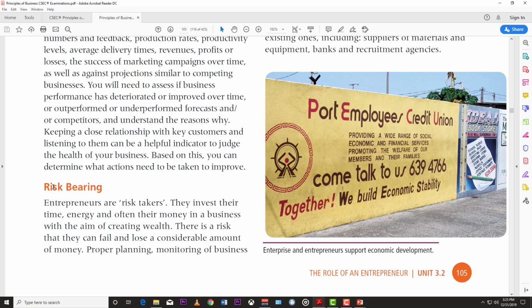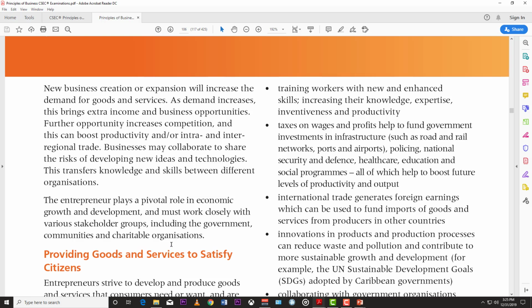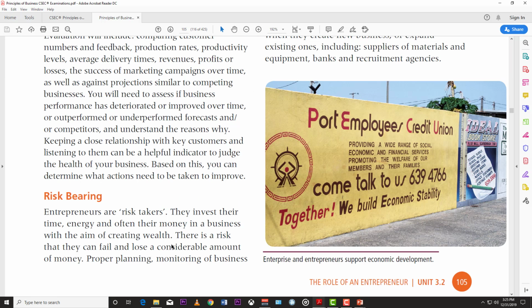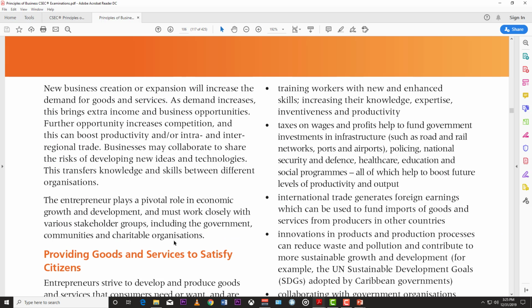For example, they invest their time, energy, and often their money in the business with the aim of creating wealth. There is a risk that they can fail, of course, but that's what we call risk taking. So risk taking, risk bearing, they are the ones who take the risk to start certain businesses that might otherwise not have existed in the economy.